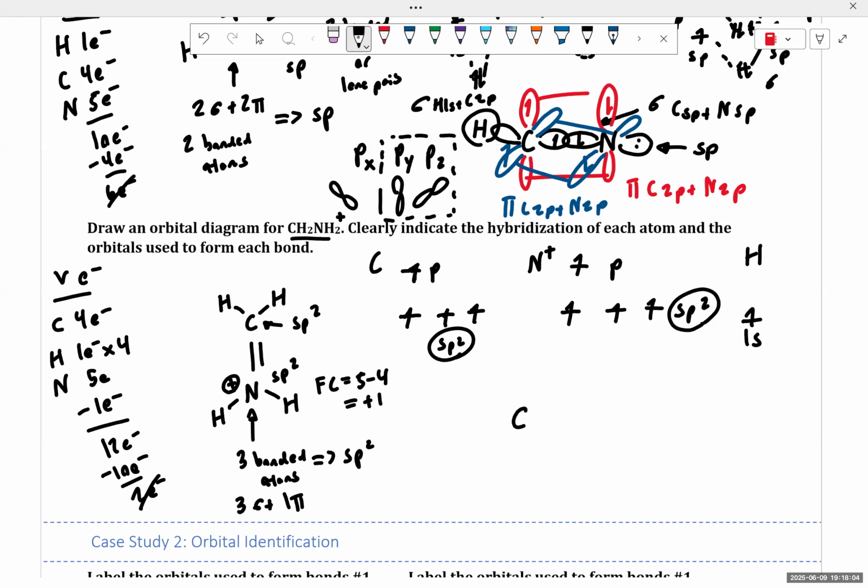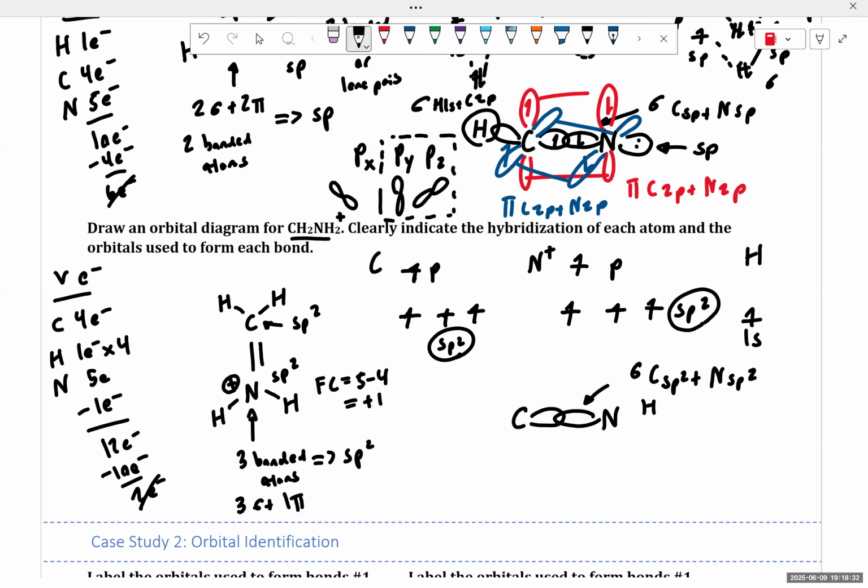So first, the carbon-nitrogen single bond, the sigma bond, is formed via the overlap of our hybrid orbitals. So this is a sigma bond formed between a carbon sp2 hybrid orbital and the nitrogen sp2 hybrid orbital.